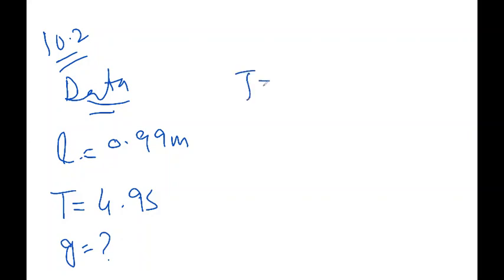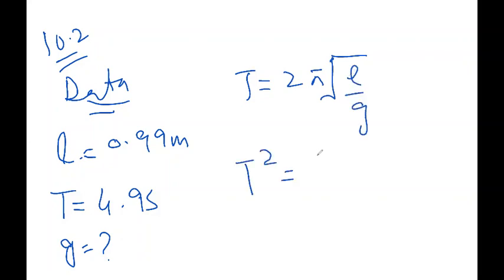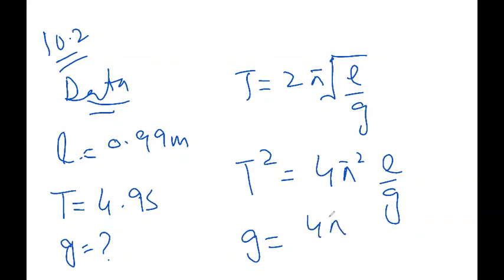Now T is equal to 2 pi under root L by g. Squaring, we will get T square is equal to 4 pi square L by g. So the value of g will become 4 pi square L divided by T square. Put the values, you will get the value of g.